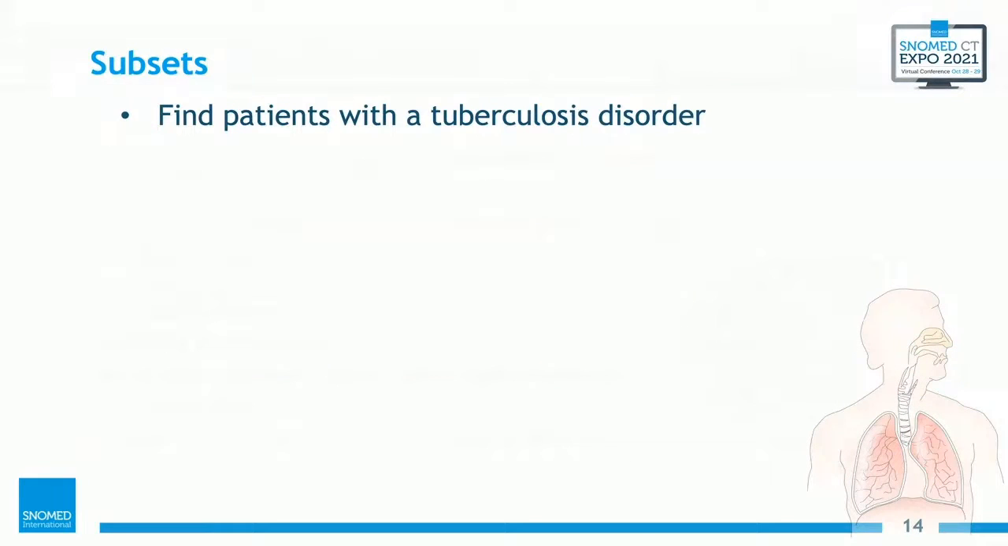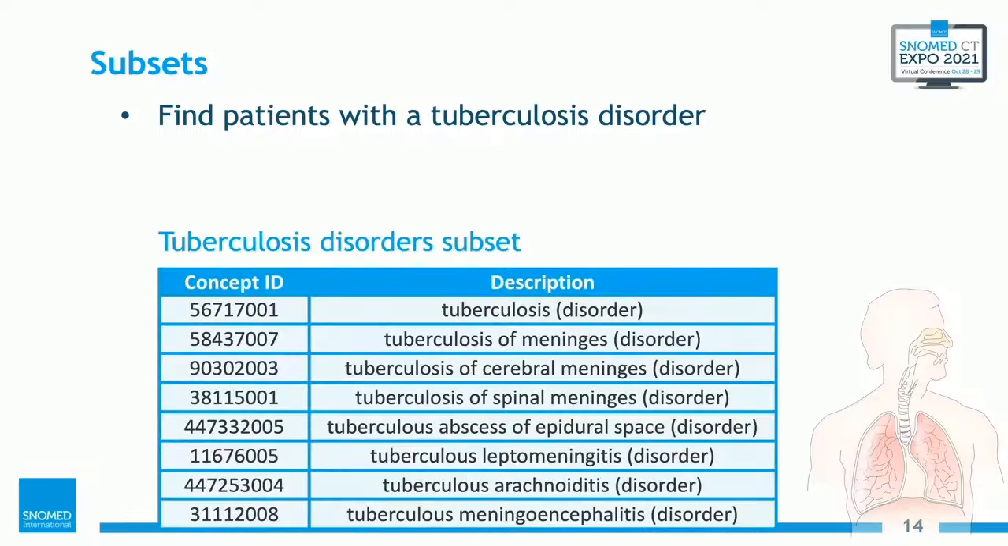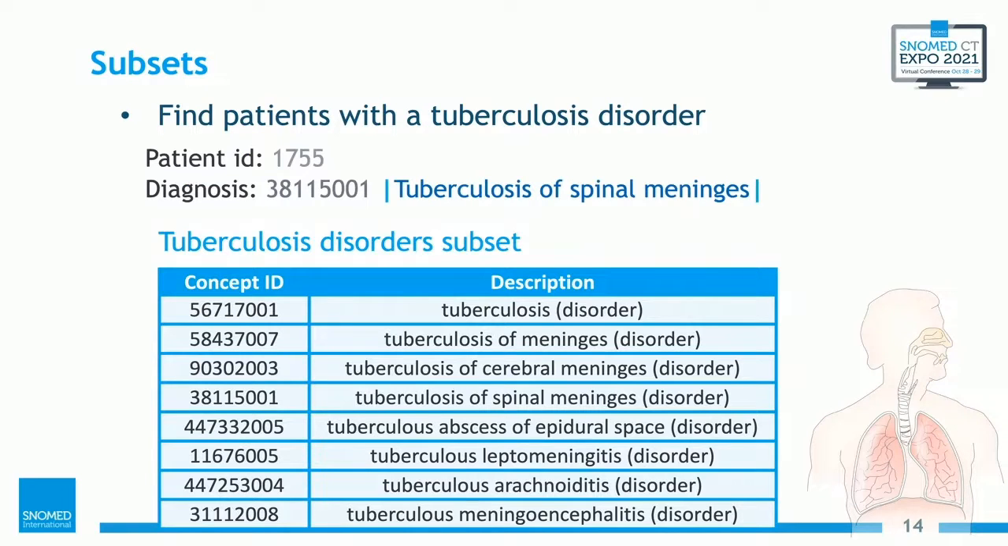The subsets technique is the simplest. For example, you may want to find all the patients with a tuberculosis disorder. To do this, you can create a subset of tuberculosis disorders that you want to look for in the patient records. Then you can scan through the patient records, looking at the diagnosis and checking to see if it's in the subset. In this case, tuberculosis of spinal meninges is in the subset, so this patient matches the query.